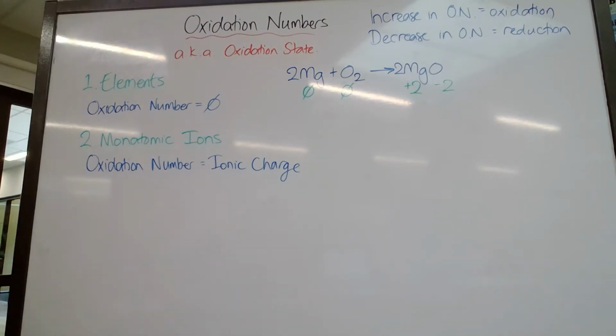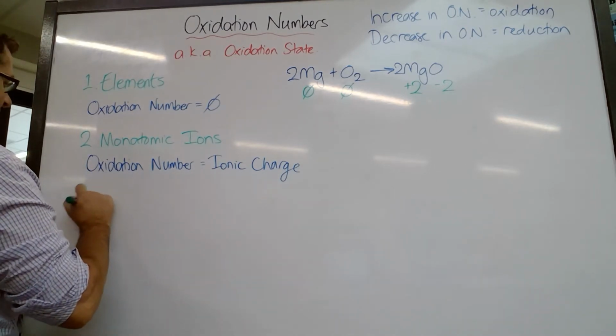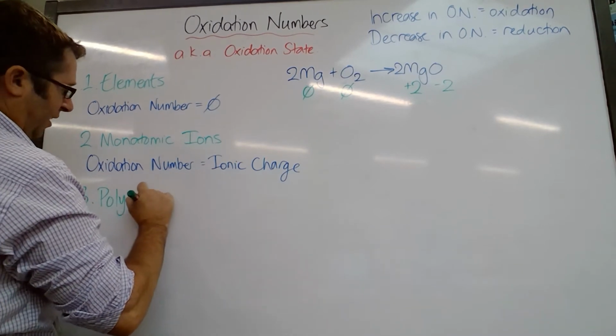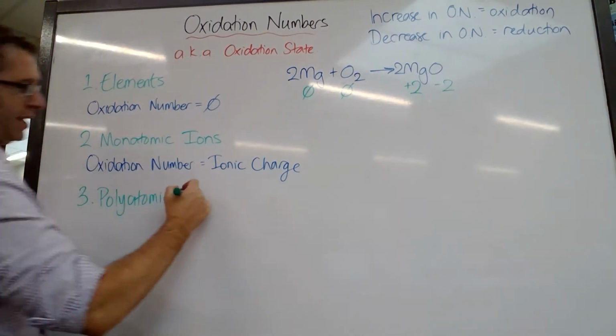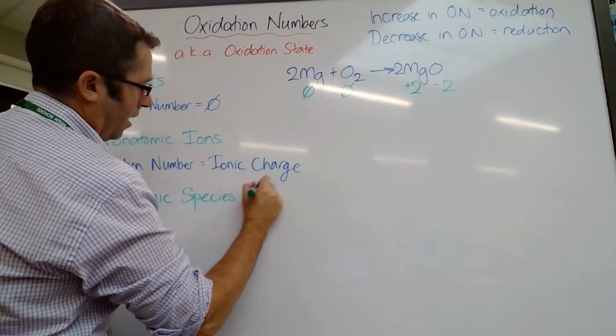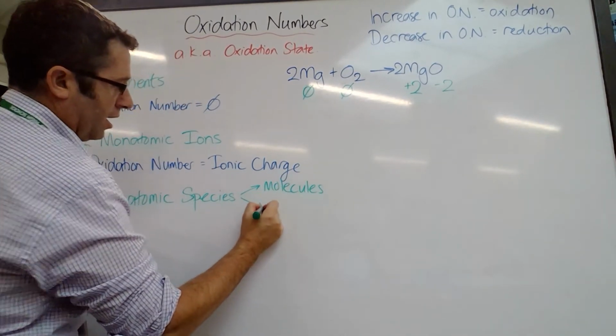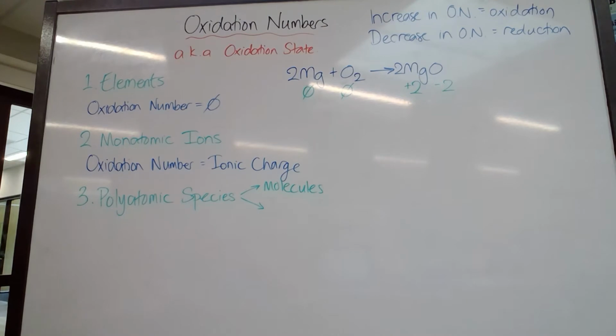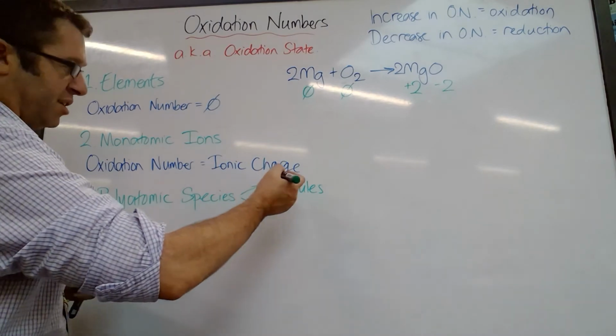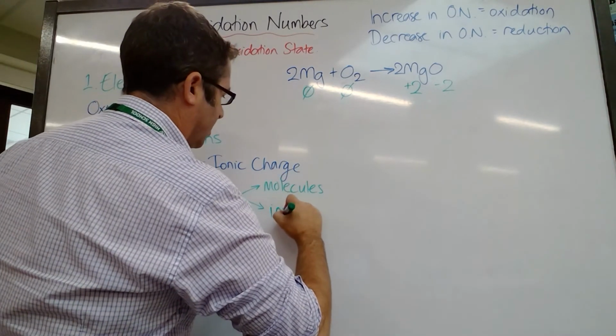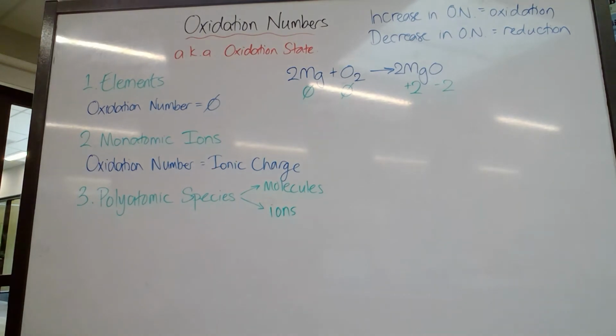We start to get our molecules and our polyatomic ions, and they work by combining a couple of rules. I'm going to call them polyatomic species: poly, many, atomic, atom, species. Species can be molecules like H2O, NH4, that sort of thing, ethanol, so CH3CH2OH, or they can be ions, for example the carbonate ion, CO3 2-.